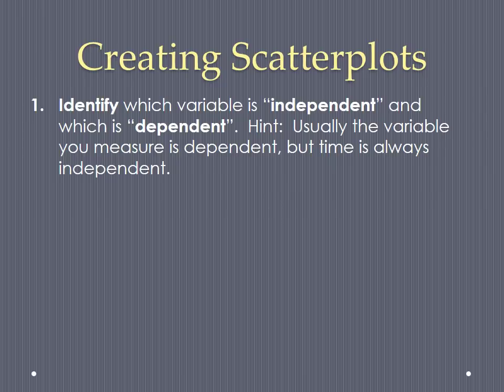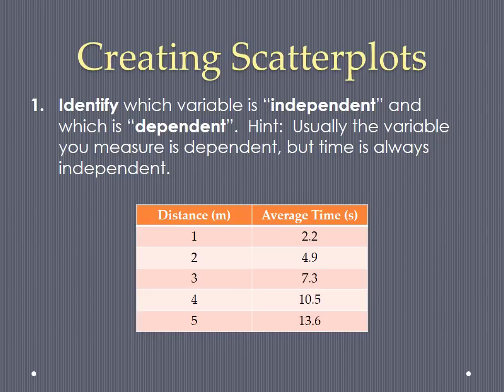The data in this table shows how long it takes for an object to travel a certain distance. Remember, time is always the independent variable, so the distance covered will naturally be the dependent variable.